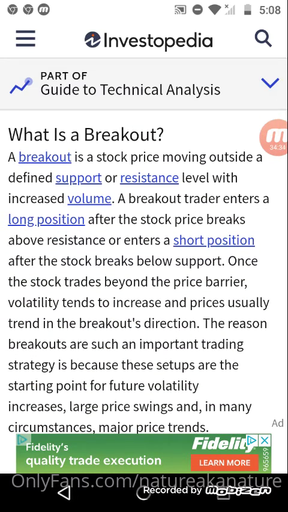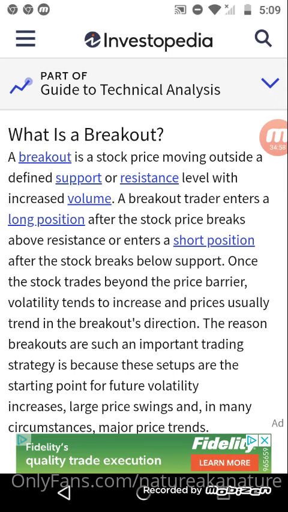Once the stock trades beyond the price barrier, volatility tends to increase and the price usually trends in the breakout direction. The reason breakouts are such an important trading strategy is that these setups are the starting point for future volatile expansions, many price trends, and major trends.